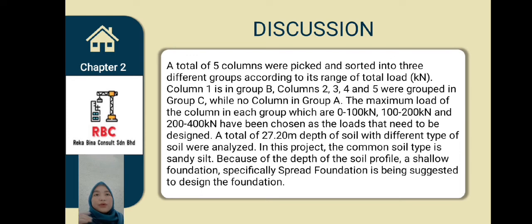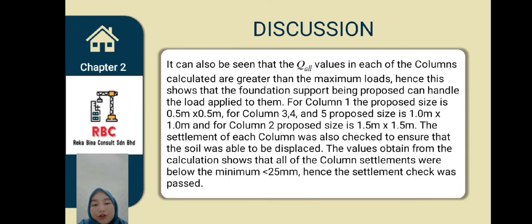A total of 27.20 meter depth of soil with different types of soil was analyzed. In this project, the common soil type is sandy silt. Because of the depth of the soil profile, a shallow foundation, specifically a spread foundation, is suggested for the design. It can also be seen that the QL values in each of the columns calculated are greater than the maximum load. Hence, this shows that the proposed foundation can handle the load applied to it.